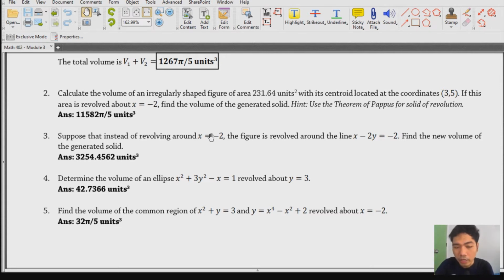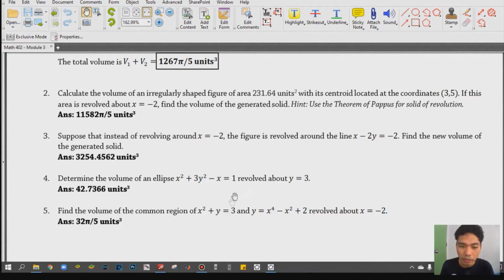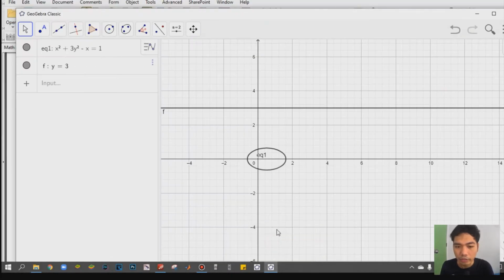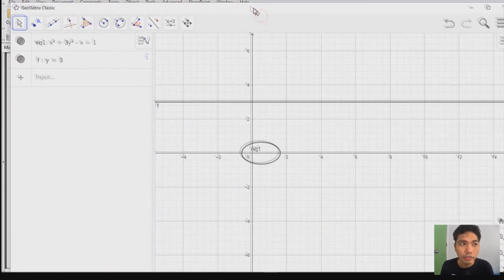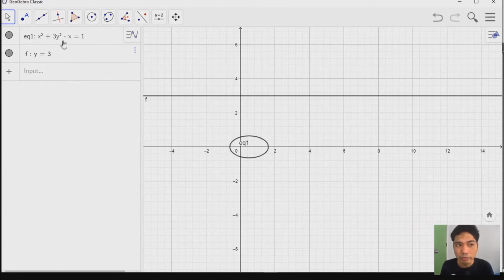And in today's video, I'll be using GeoGebra to plot this para lang mas maging accurate, or makita nyo ng talagang accurate yung figure. So this is what it looks like when you graph this x squared plus 3y squared minus x equal to 1. This is your ellipse. The principal axis is along the x-axis, and this is the axis of revolution.